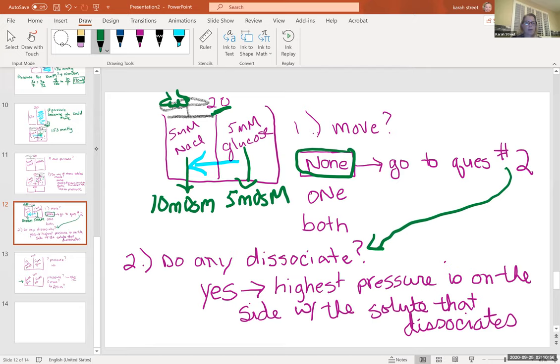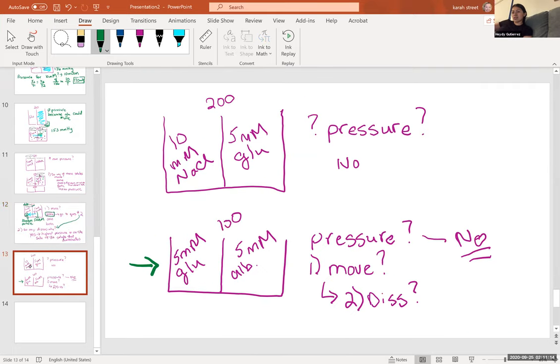Do any of them dissociate? Mm-hmm. Sodium chloride does. It has a dissociation factor of 2. So we multiply 5 by 2. So this is the particle count. So for the other one, glucose, since the dissociation factor is 1, it's not. So if it's 1, then we still have 5 particles. Oh, yeah. Okay. And same with albumin. If the dissociation factor is 1, we still have 5 particles. Okay. Thank you. You're welcome.